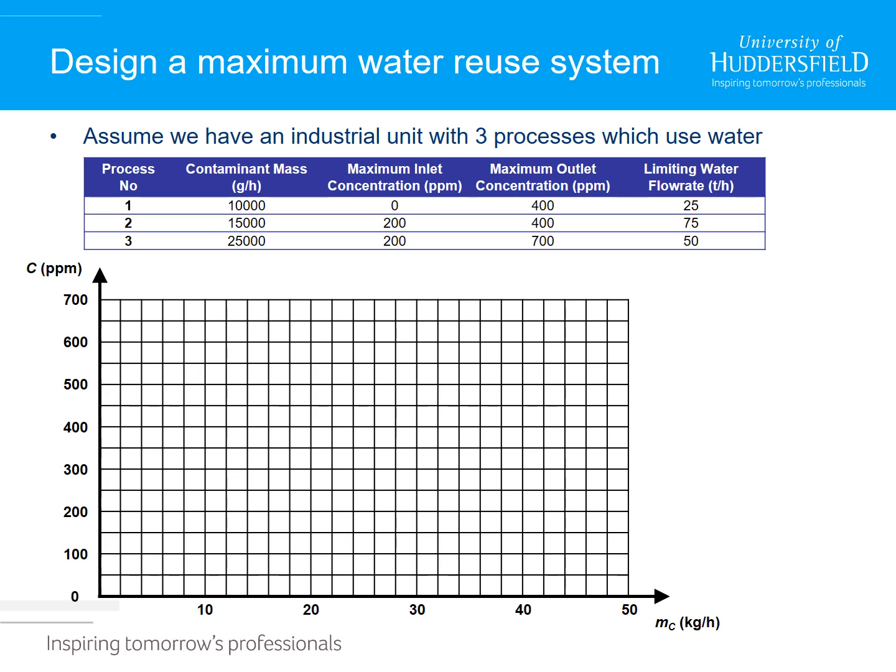The objective of our analysis is to design a water reuse system which will minimize freshwater consumption, taking into account the inlet and outlet concentration limitations. We will follow a 10-step approach. The first step is to design the limiting water profile for the three processes.